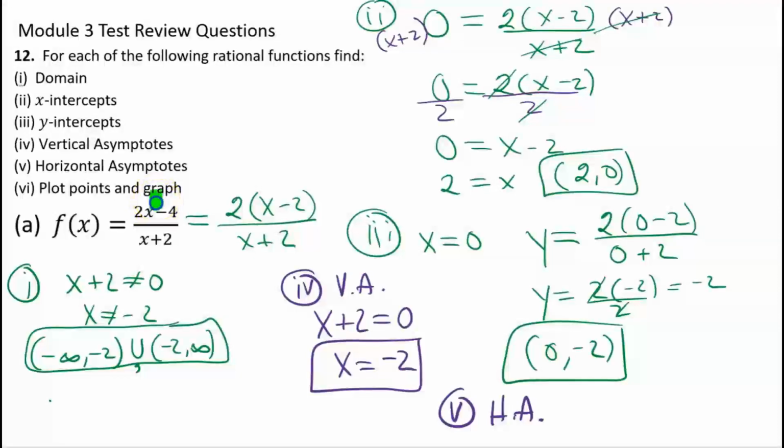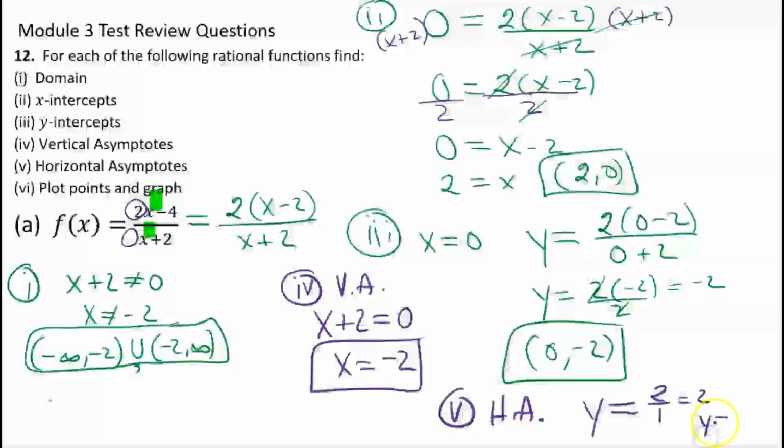But I'm looking at the degree of the numerator, which is 1. And the degree of the denominator, look, that's also 1. So anytime they are exactly the same degree, your horizontal asymptote, which is always y equals, is the leading coefficient of the numerator, which is 2, dividing by the leading coefficient of the denominator, which is 1. So that's 2 over 1, which is 2. If I write that completely simplified and cleaned up, horizontal asymptote is y equals 2.